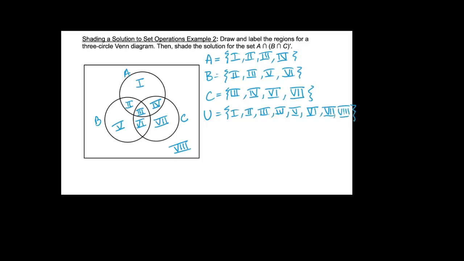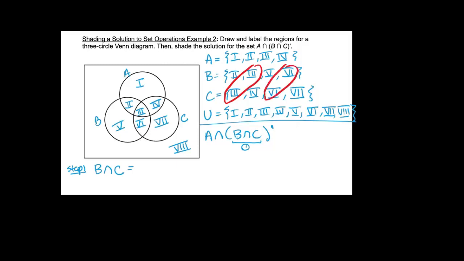Okay, and so now we're going to work through this problem. So we've got A intersect, B intersect, C complement. So step 1 is going to be to do inside of the parentheses. So step 1, we're going to do B intersect C. Okay, and the nice thing is I actually have these written right on top of each other so we can see what they have in common. So it looks like they both have a 3 in common. They both have a 6 in common.